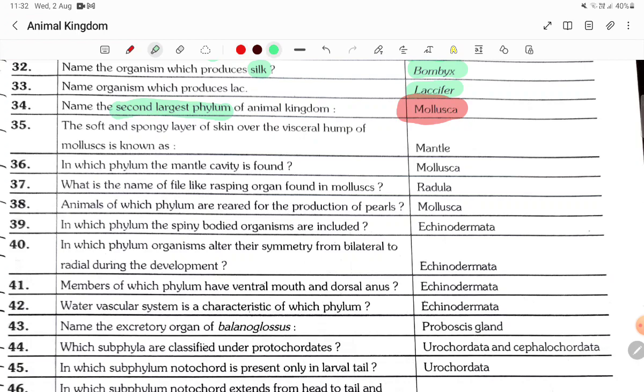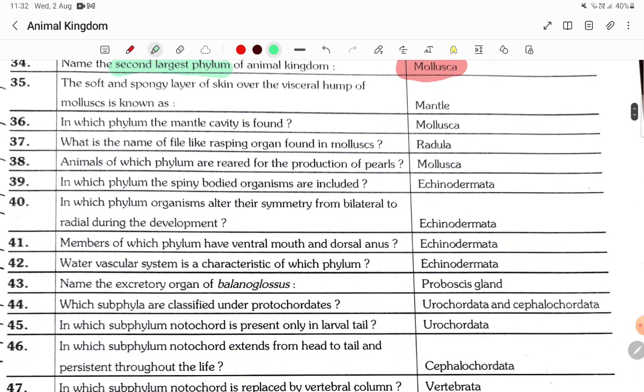Coming to the next question, question number 35: the soft and spongy layer of skin over the visceral hump of Mollusca is known as the mantle. Question number 36: in which phylum is the mantle cavity found? The mantle cavity is found in Mollusca. What is the name of the file-like rasping organ found in Mollusca? This is known as radula.